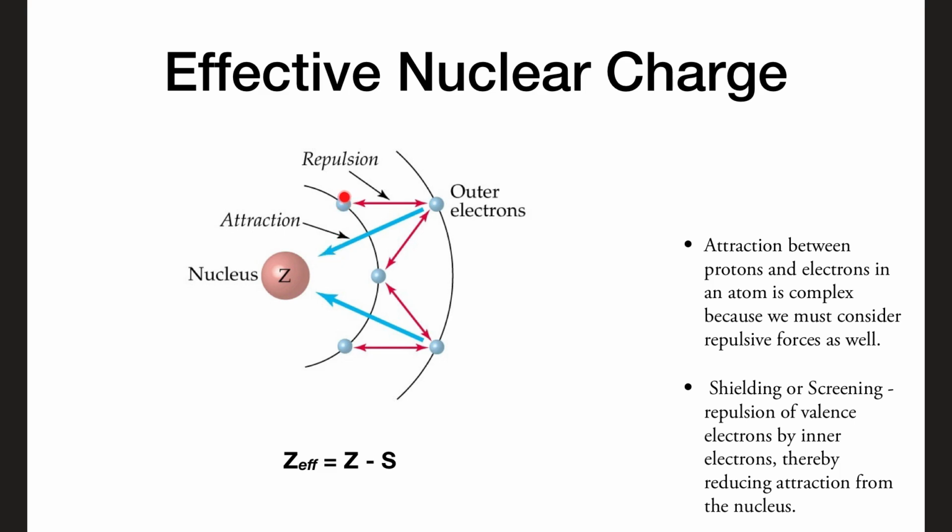Well, if there are inner electrons, well, then there's some repulsion going on between the inner electrons and the outer electrons. Technically, there's also some repulsion going on between the outer electrons, but primarily we are thinking about what's going on, the interactions between the inner and the outer, and then the interaction between the nucleus and the outer. So the effective nuclear charge is kind of the number of protons minus this S term. This is that shielding or screening term.